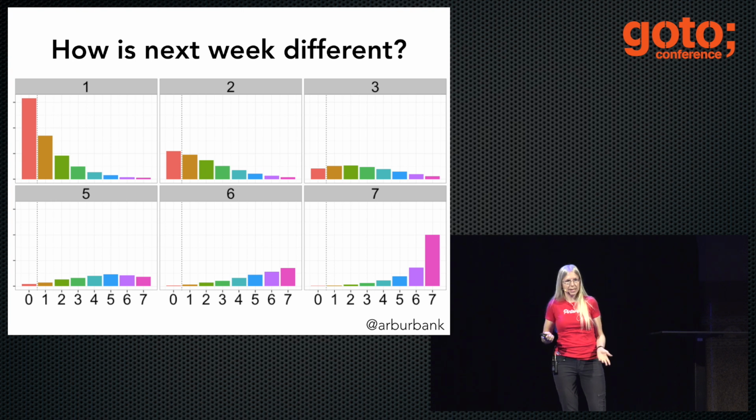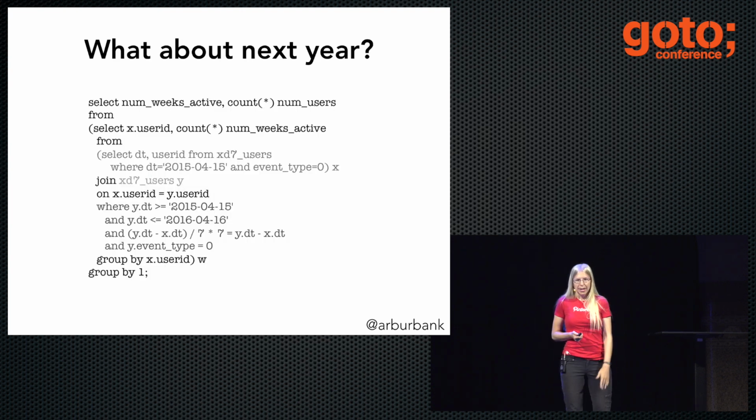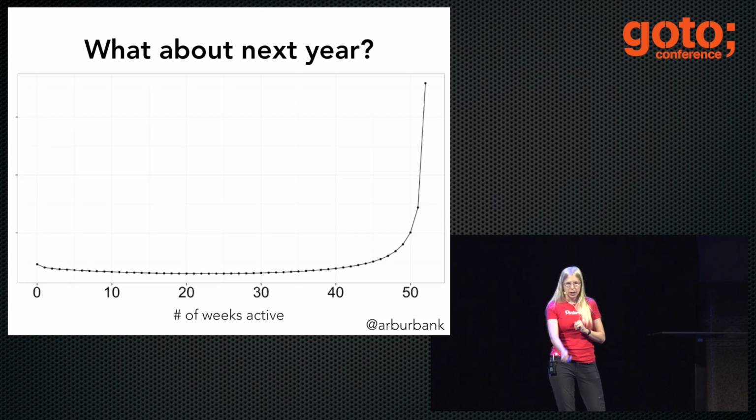So people who visit 6 days a week probably will come back every day next week. Maybe they just were sick one day. And so on. We can ask other questions. So I wrote this query for this talk, but I just wanted to see if people came back 1 week a year ago, how many weeks did they probably come back this year?